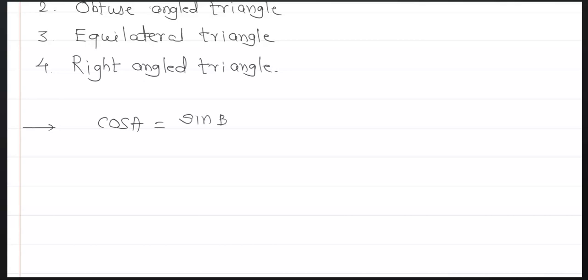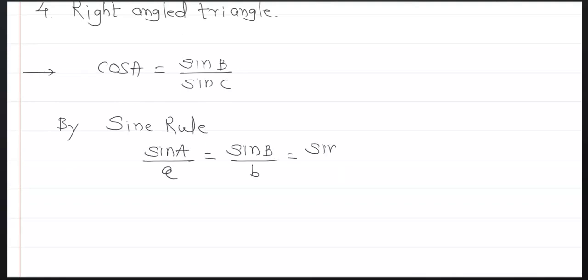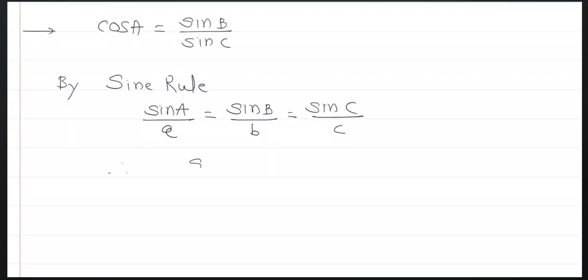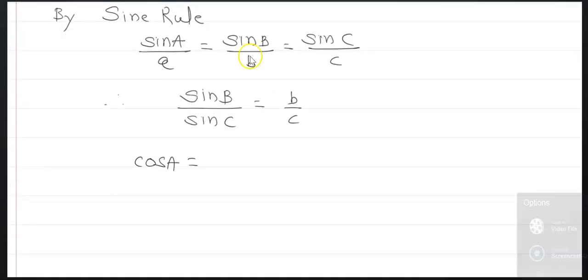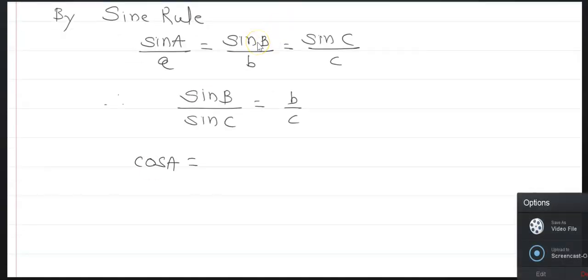Therefore, cos A is equal to sin B upon sin C, and by using the sine rule, that is sin A upon small a, sin B upon small b, sin C upon small c. Therefore, sin of capital B upon sin of capital C, this ratio can be written as sin B upon small b is equal to sin C upon small c. Therefore, sin B upon sin C is equal to b upon c.